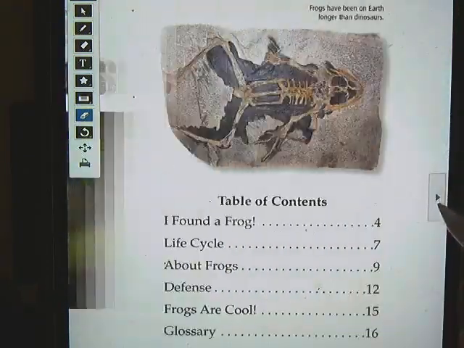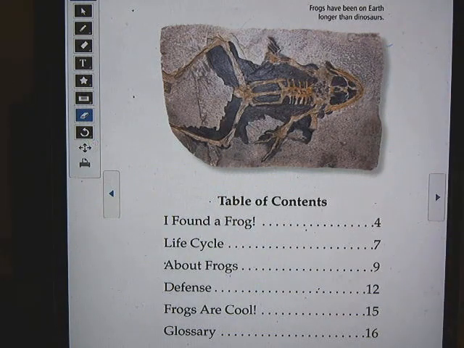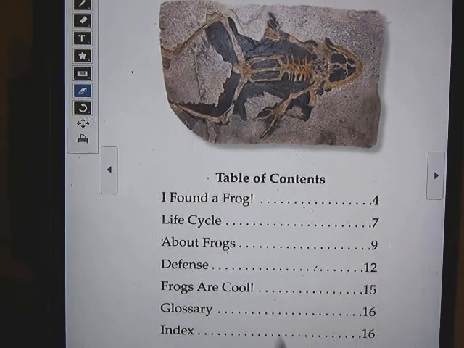Frogs and toads. Again, we've already gone through the table of contents. I found a frog, page 4. Life cycle, page 7. About frogs, 9. Defense, page 12. Frogs are cool, page 15. And again, if we need to look up something, or if you're coming to a word and you're not familiar with that word, you could look in the glossary. Those are those highlighted words, those black bold-faced print words can be found on 16. And then index. Let's say you just want to look up something. You can go to the index.